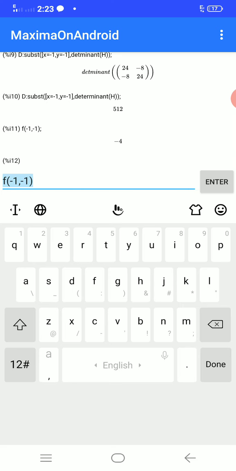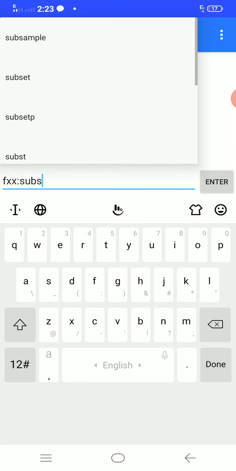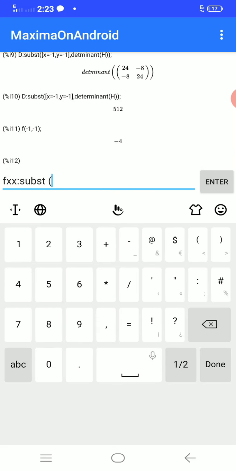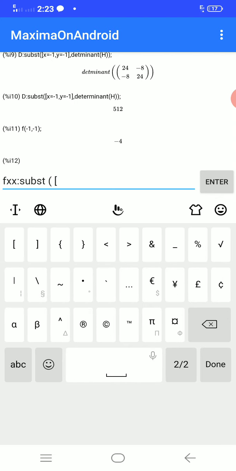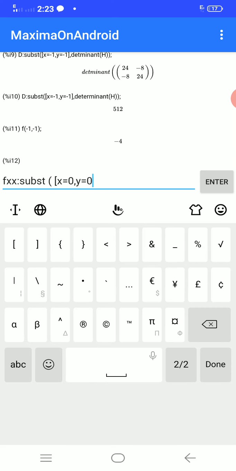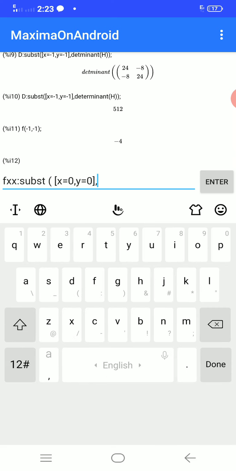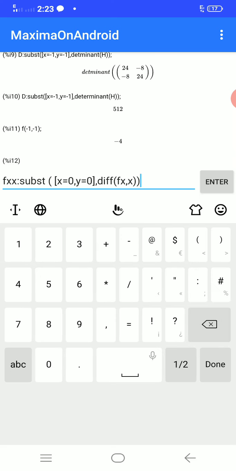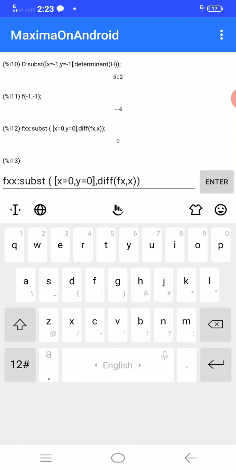Next we have to find again the value of A and the value of D for x is equal to 0 and y is equal to 0. So fxx using colon, using the syntax subst of open bracket in close bracket x is equal to 0 comma y is equal to 0 bracket complete, comma, using diff of f, x comma x, bracket complete, then enter. So the value of A is 0, meaning fxx is 0.